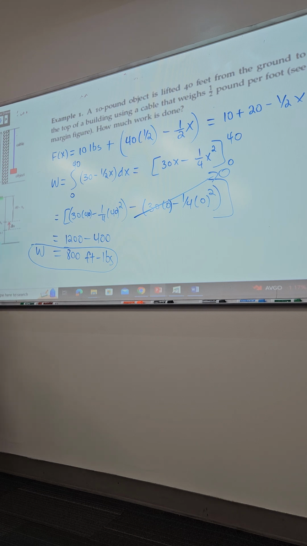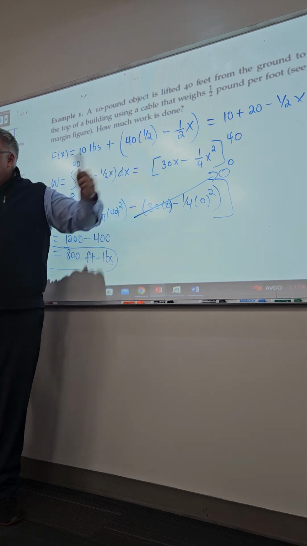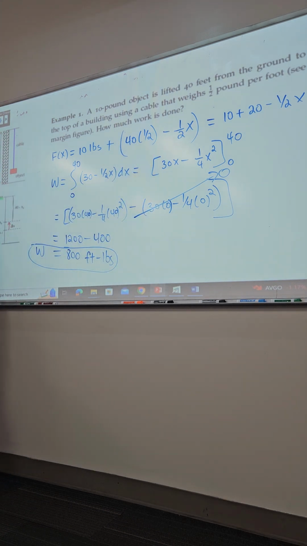So everyone's okay with the -1/2 x, you understand why we're doing that, right? Because we're losing the pounds, we're losing the force or the weight of the rope as we pull it up, because the weight of the rope corresponds to the length of the rope. Yes, ma'am, we're good? Okay, all right.